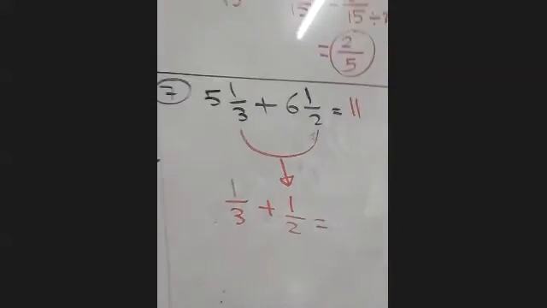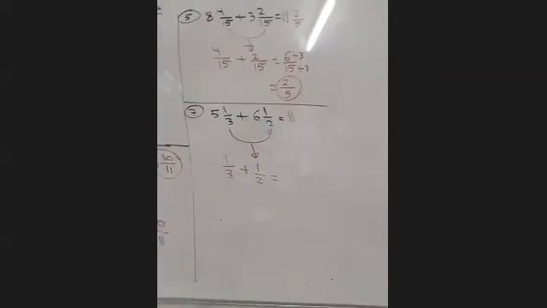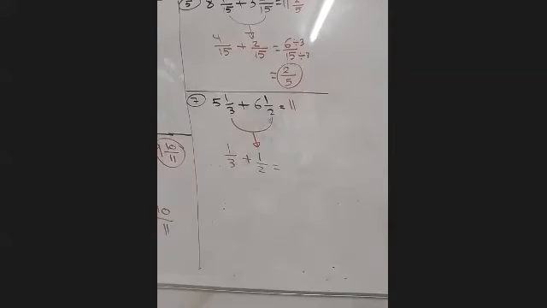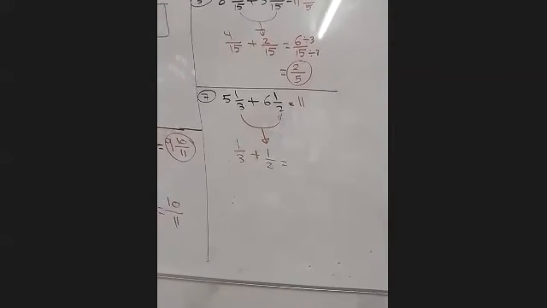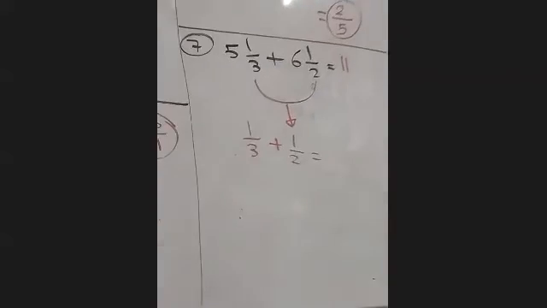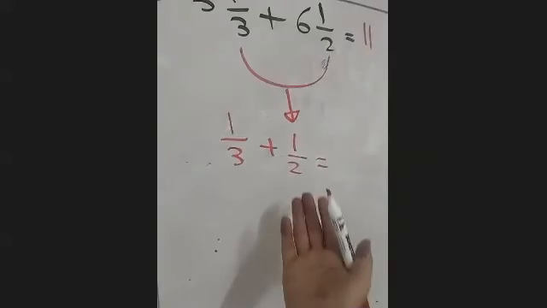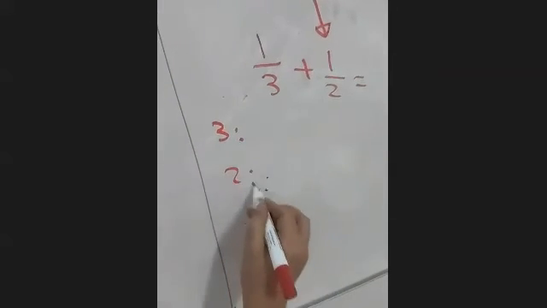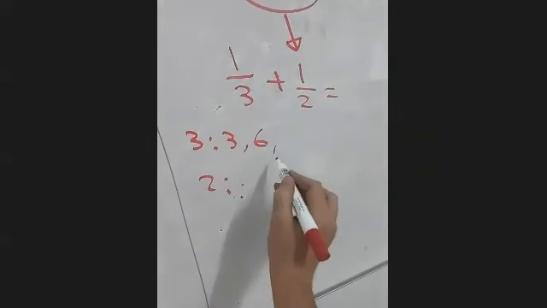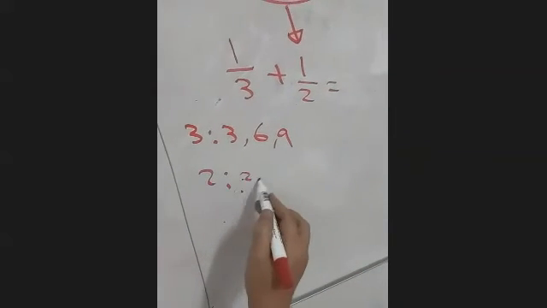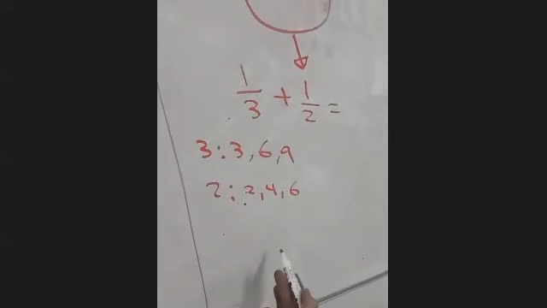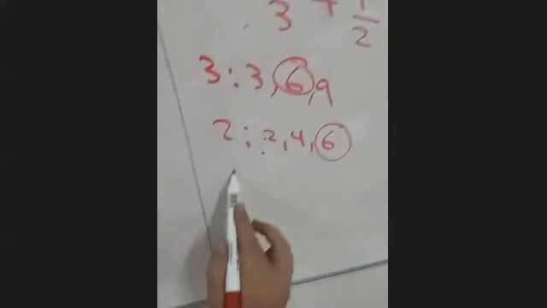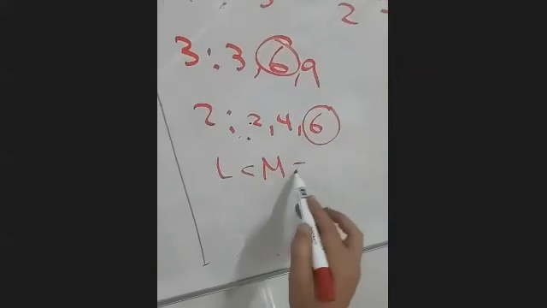How do we add these two fractions? The denominators are not the same, so we make the least common multiple. Excellent. We make the least common multiple because 2 and 3 are not the same. Multiples of 3: 3, 6, 9. Multiples of 2: 2, 4, 6. The least common multiple is 6.